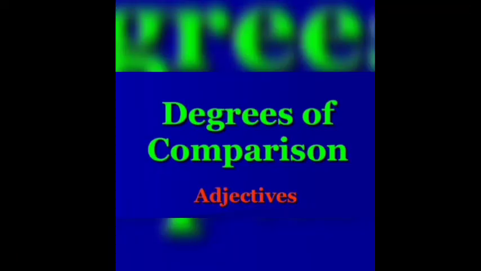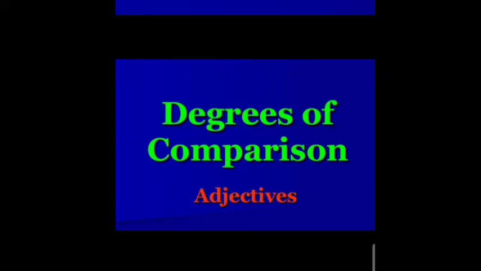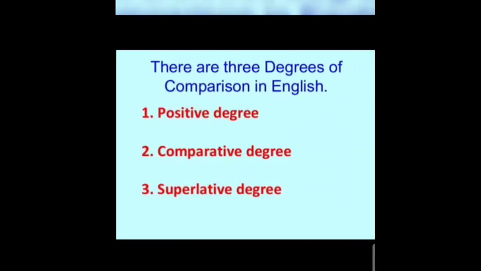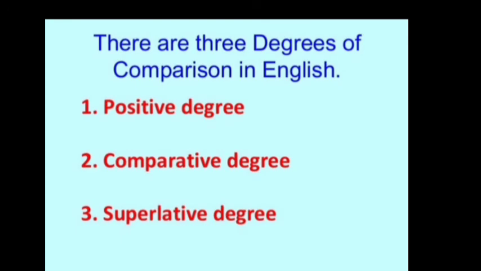Now, let's look into the degree of comparison. An adjective of quality changes its form when it's used to compare one noun with another. It is called the degree of comparison of an adjective. There are 3 degrees of comparison: positive degree, comparative degree, and superlative degree.